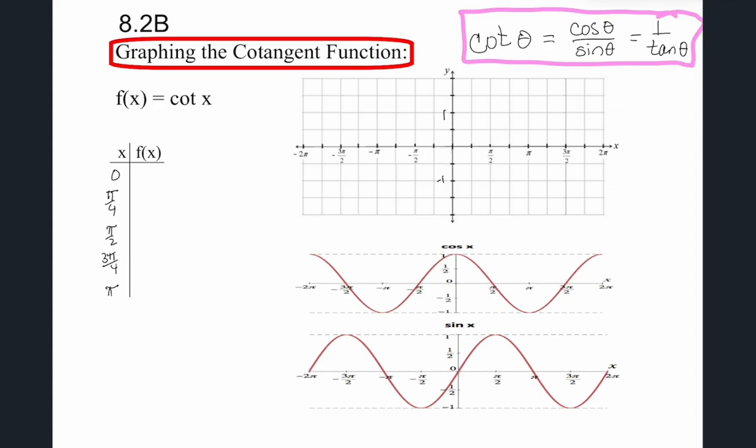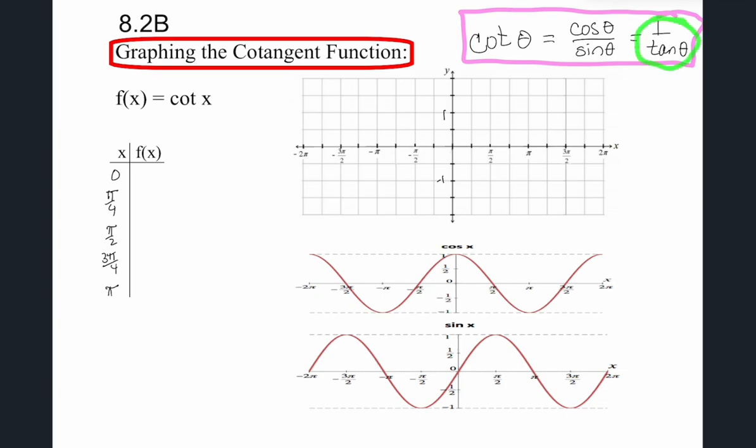So the cotangent is the last of our trig functions that we need to graph. There's some facts about the cotangent that might be helpful as we go through this process. Remember that the cotangent is cosine over sine. So the sine cannot be zero. We're going to get asymptotes wherever the sine is equal to zero.